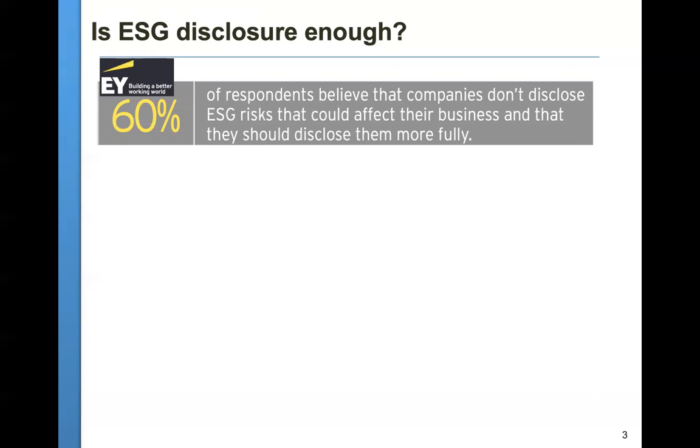But due to the needs for ESG information, for example, according to the survey done by Ernst and Young, about 60% of the respondents, referring to big financial institutions, believe that companies don't disclose ESG risks that could affect their business and that they should disclose them more fully. So that means there is huge demand from institutional investors.